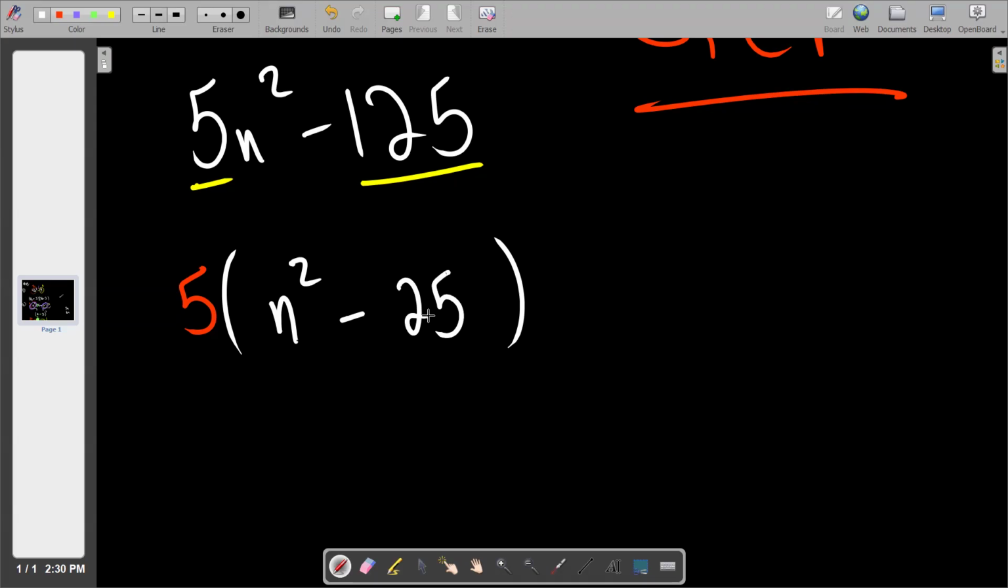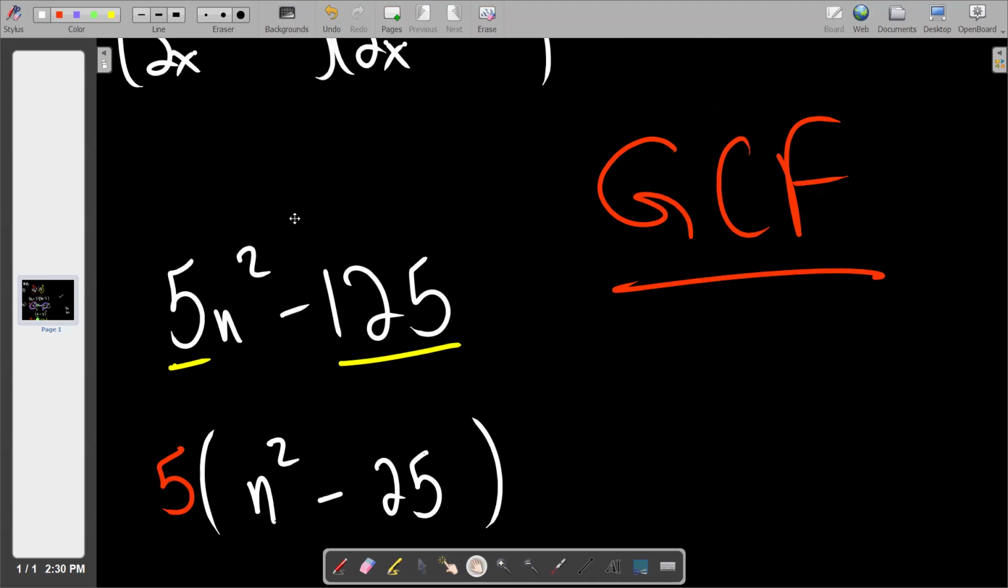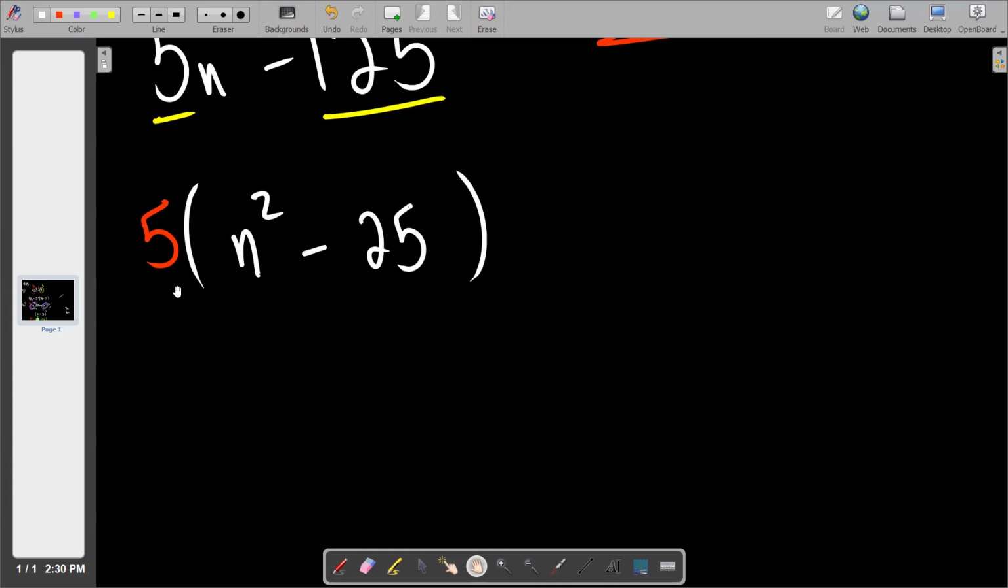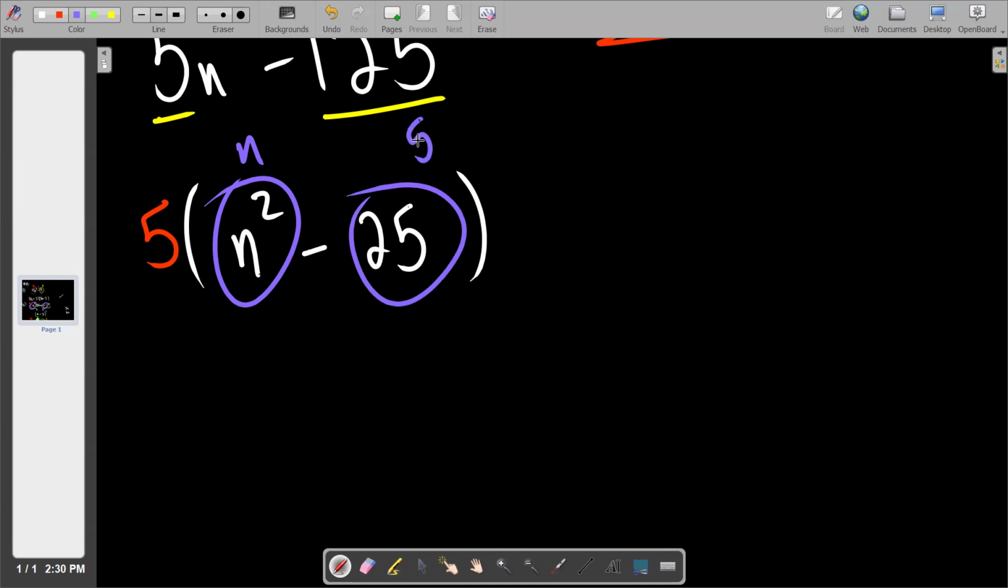And now the question isn't what's the square root of 125? It should never have been the question in the first place. Because if we pulled out the GCF, then it reveals itself as a difference of two squares. And now we're smooth sailing. What's the square root of n squared? What's the square root of 25? Yeah. And now it just floods right into the plus or minus pattern. Game over.